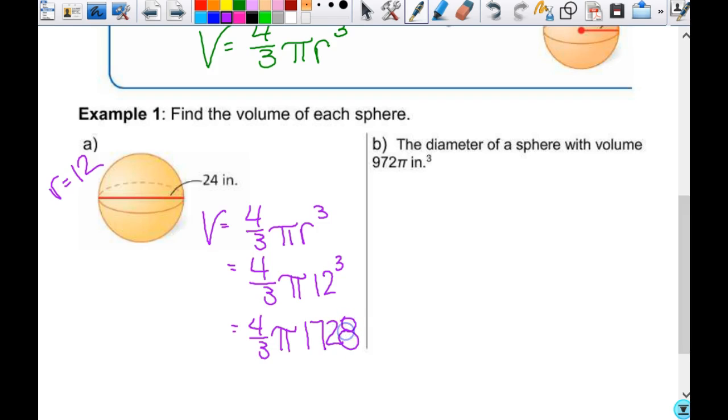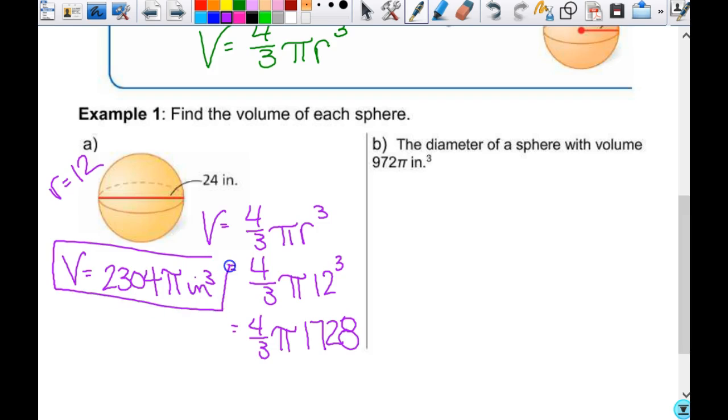1728. Okay, so then I want the final answer to be in exact form, which means I'm not using the pi button, but I can still use the calculator. And so when you multiply 1728 times 4/3, what do you get? Okay, 2304, and then what? Pi inches cubed.